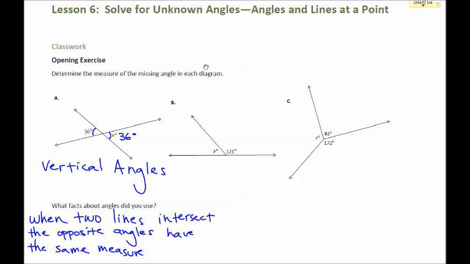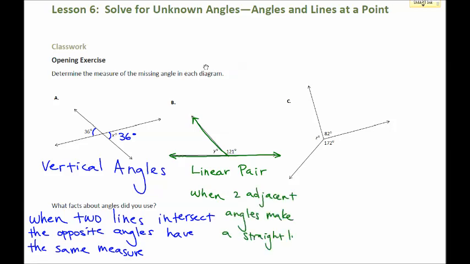In diagram B, we have a straight line and two angles. These are called a linear pair. A linear pair is formed when two adjacent angles make a straight line. They are supplementary.